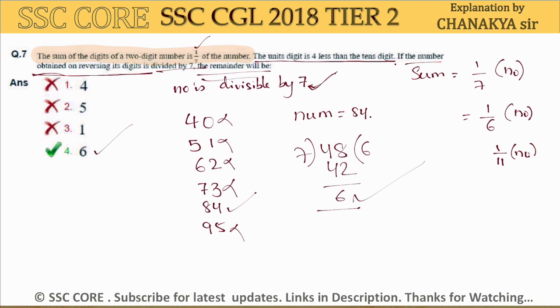Remainder will be 6. Got it? It's a very simple problem. From the first clue, you should decode this. Sum of digits is 1 by 7th of the number. So number is divisible by 7.